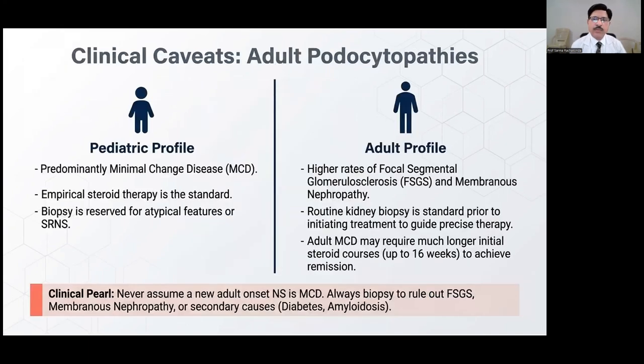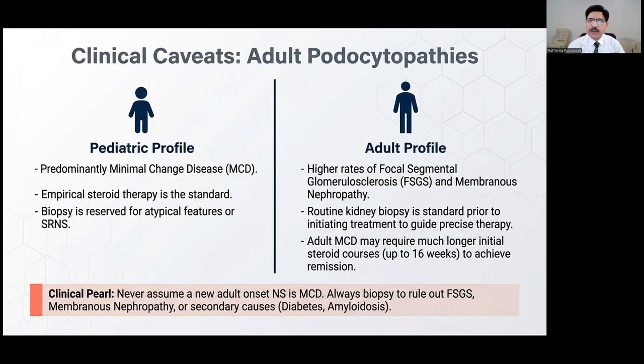Now, pediatric profile, adult profile. Let's look at the adult profile. High rates of focal segmental glomerular sclerosis and membranous nephropathy, less of minimal change disease. Routine kidney biopsy is standard prior to initiating treatment to guide precise therapy. Adult MCD may require a much longer initial course of steroid, up to 16 weeks, to achieve remission. Compare it to pediatric minimal change disease, which is very much the majority. You don't require any testing. Empirically start on the steroid; the biopsy can wait.